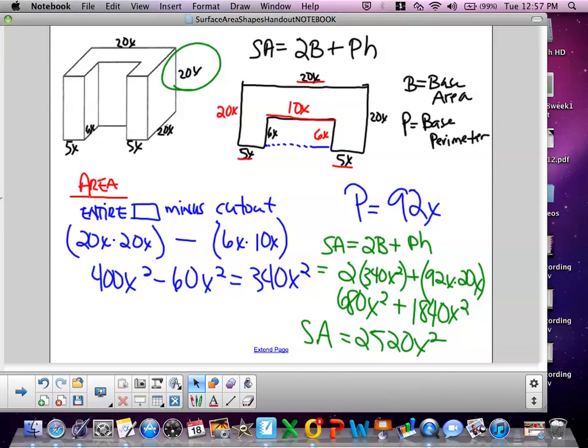You identify your base, you find the area of your base. The base that you choose is also the perimeter that you should take. Using the formula, you multiply the base times 2, add that to the perimeter. The perimeter is multiplied by how tall the object is, and that serves as your surface area for this shape.